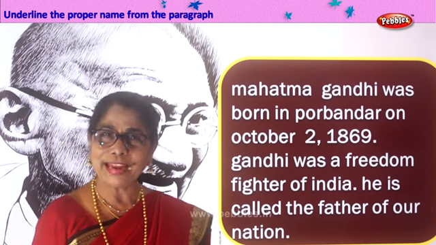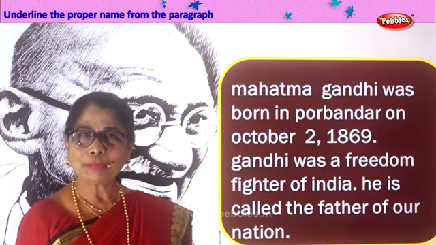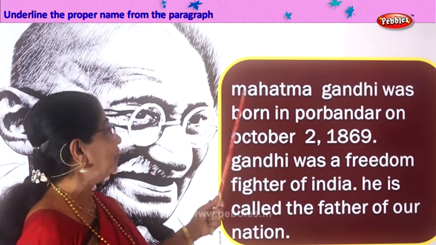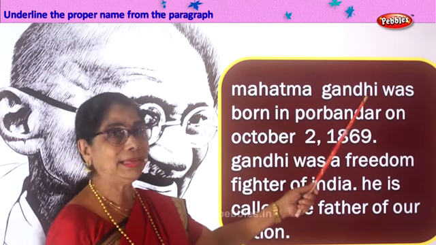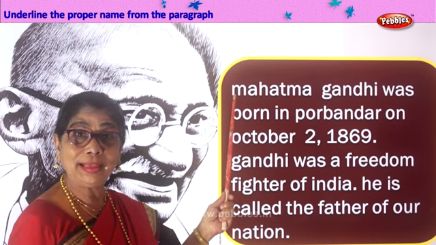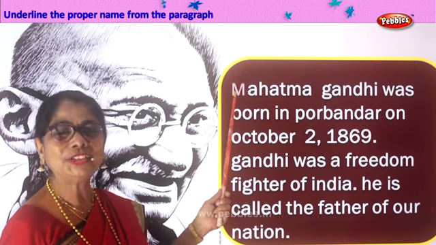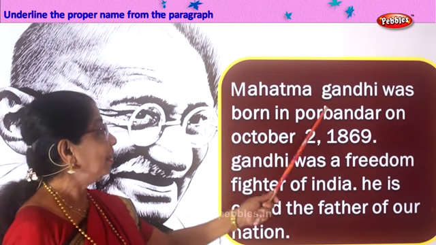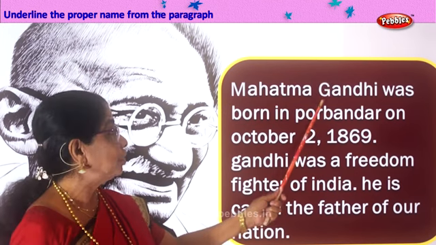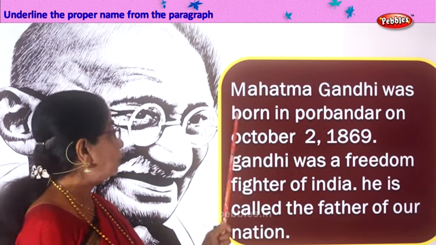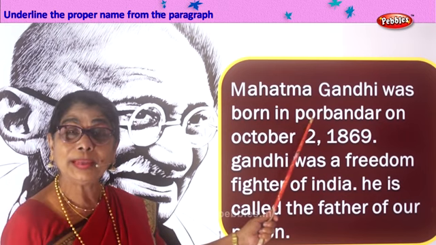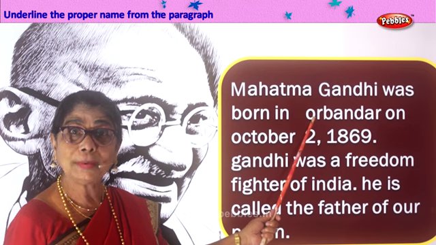Okay, now we have to identify proper noun, change the letter. Shall we do that? Now Mahatma Gandhi's name is here. Mahatma Gandhi. That is his name. So proper noun, M should be in capital letter. Let's change it. Gandhi. Mahatma Gandhi. That is his full name. G should be in capital letter. Was born in Porbandar. That's the name of a place. P should be in capital. That's also a proper noun.